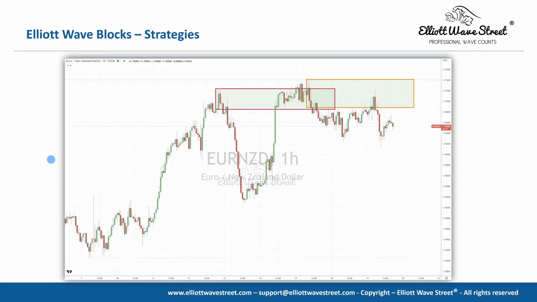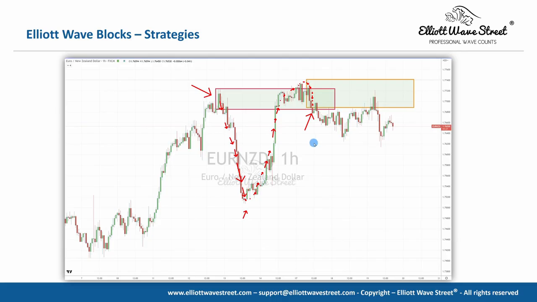This is the Euro New Zealand dollar, the Euro Kiwi, and this is a great example. So we have here the Elliott wave block. The price moves down, so there we have the Elliott wave block. We wait. Let's say that we're thinking that this is wave one. The price moves up, is not getting rejected, actually makes a high, and here rejects. So this candle is the validation candle.